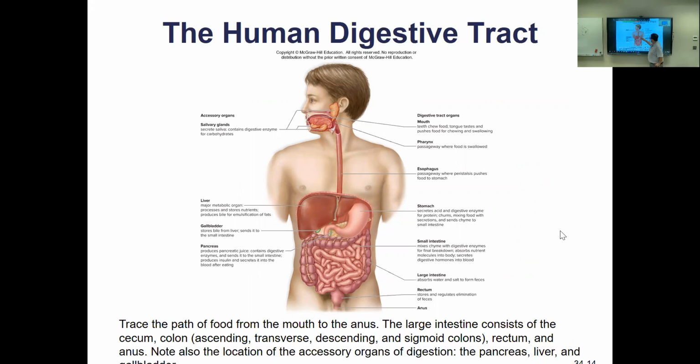And the food doesn't go to the liver, it's just that the liver and the pancreas put secretions into the duodenum, right? So they're accessory glands, okay? And then the food goes to the large intestine, and it has one big function: suck water out of feces. Okay, suck the water out so that we can conserve water.